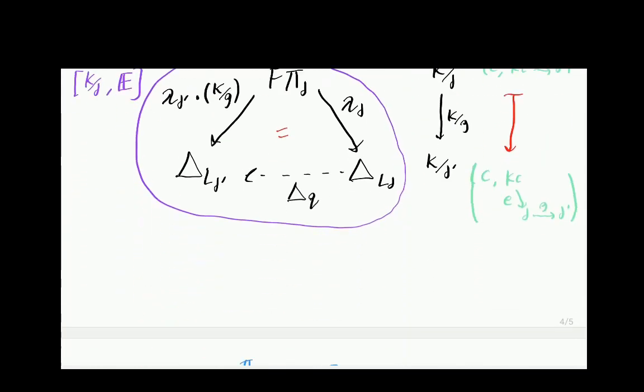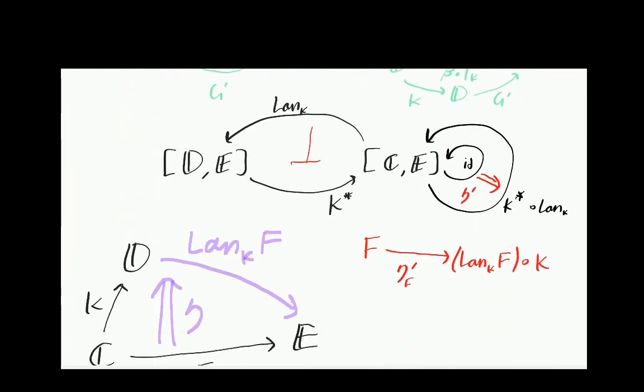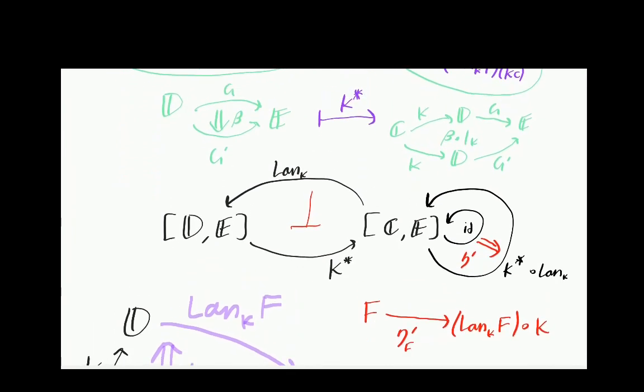Actually, I should just say quickly that something else really, really nice happens in this case. In fact, we can think of this Lan K thing here as a functor, which goes from this functor category here to this functor category here. And it's actually just going to be the left adjoint of K star.